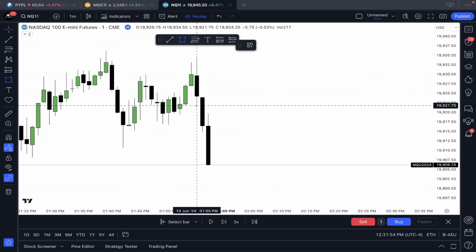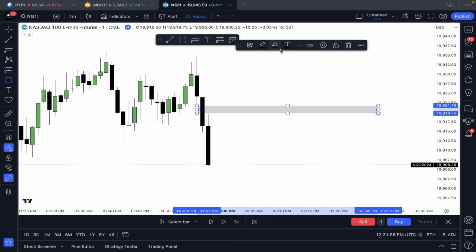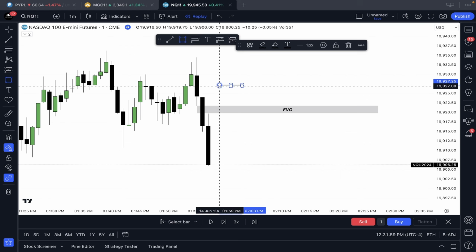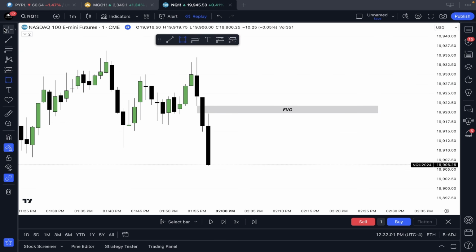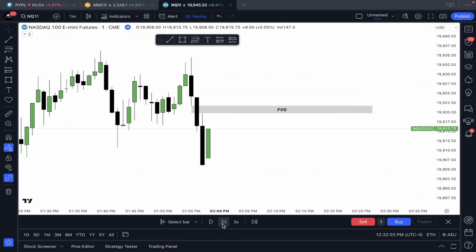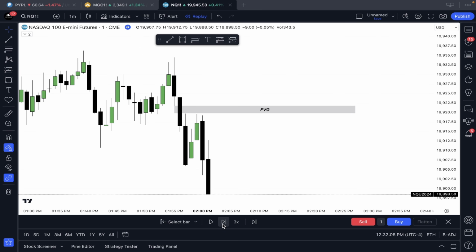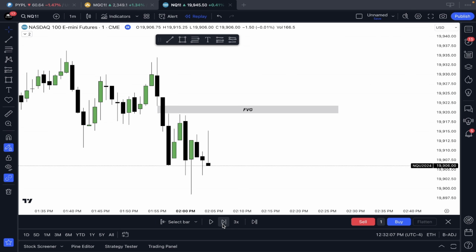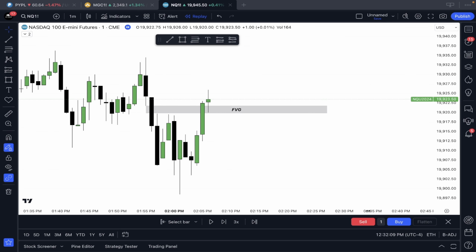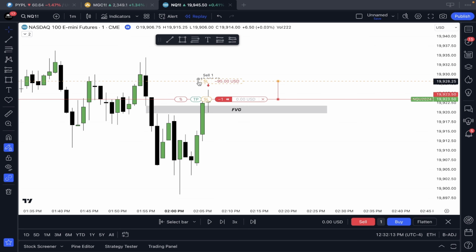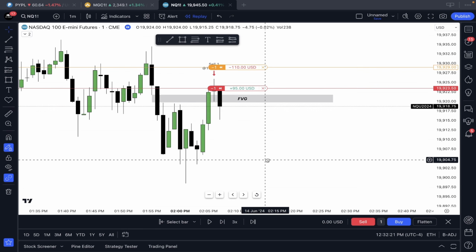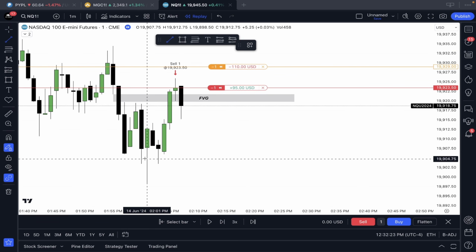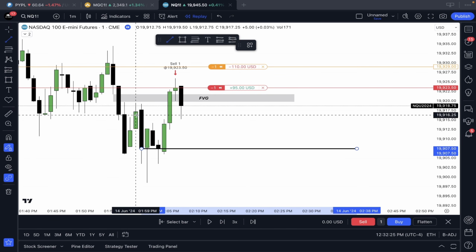Right now, actually, there's a small fair value gap between these two wicks right there. As you can see, there's a gap. See if we can get a retracement. Got a retracement. Enter a short. Okay. Now we're going to target these lows right here. And I like to do the bodies for extra safety.